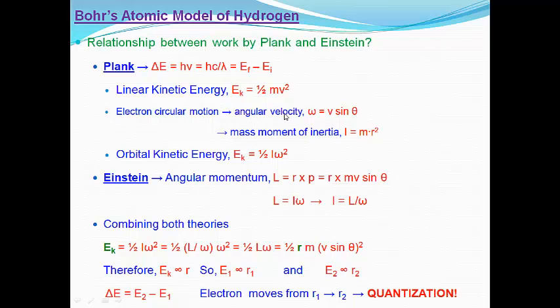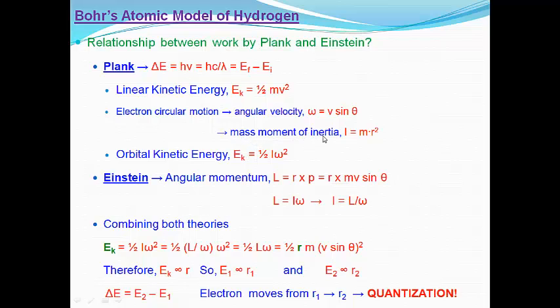And so we have to incorporate now what we describe as an angular velocity, which is omega, which is equal to v sine theta. And because the body is moving in a circular orbit, it will have inertia associated with it, a mass moment of inertia.